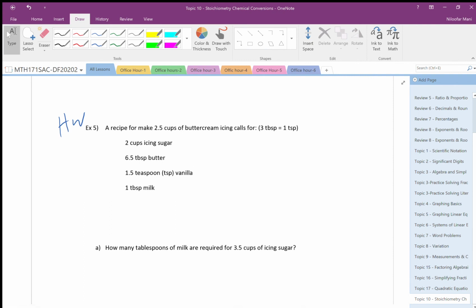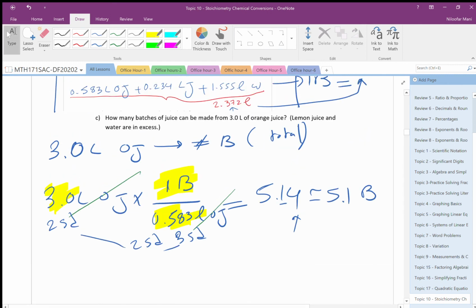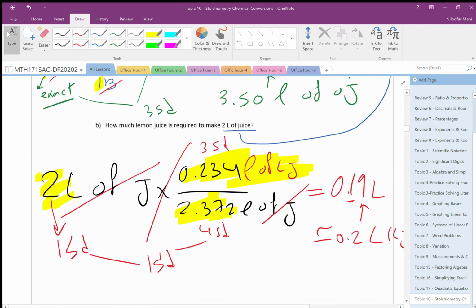Okay, I can say this is homework because that's very similar to what I did. So here, remember, I have a recipe for making 2.5 cups of buttercream icing. And you have to keep in your mind that one tablespoon is three. So let me see, that's teaspoon. Yes, that's teaspoon, and that's tablespoon here. Let me see. So here TBSP.